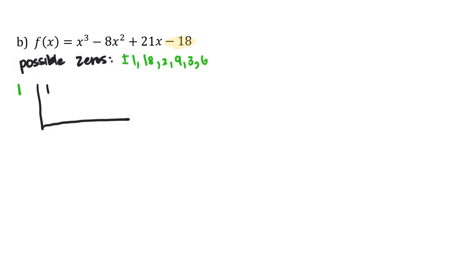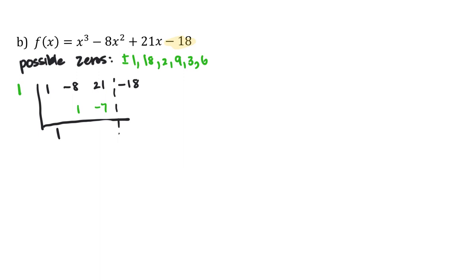What's my goal? 1, negative 8, 21, negative 18. Then you bring down the 1, 1 times 1, 1, negative 7. 1 minus 7, 21 minus 7 is what, 14? 1 times 14, no, that's not going to work. Once you see it's not going to work, just stop, rewind.